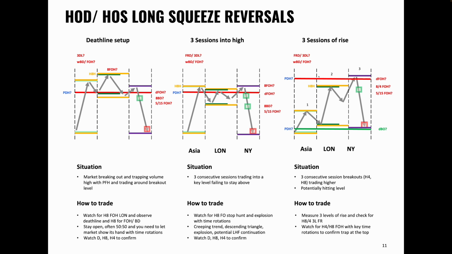So potentially hitting a level, but it could also be in all-time highs. So breaking out 3 sessions in breakout, all-time high, collapsing end of the day. How to trade? You measure 3 levels of rise. You check for the 8-hour, 4-hour, 3L first red on with the indicator potentially. So you want to have 3 longs on the 4, on the 8, and potentially you also get a first red one before it then collapses. And then again, you watch the 8-hour, 4-hour fake out high for confirmations, key time rotations, trapping, new volume coming in, end session, and then you just follow the market with the collapse.